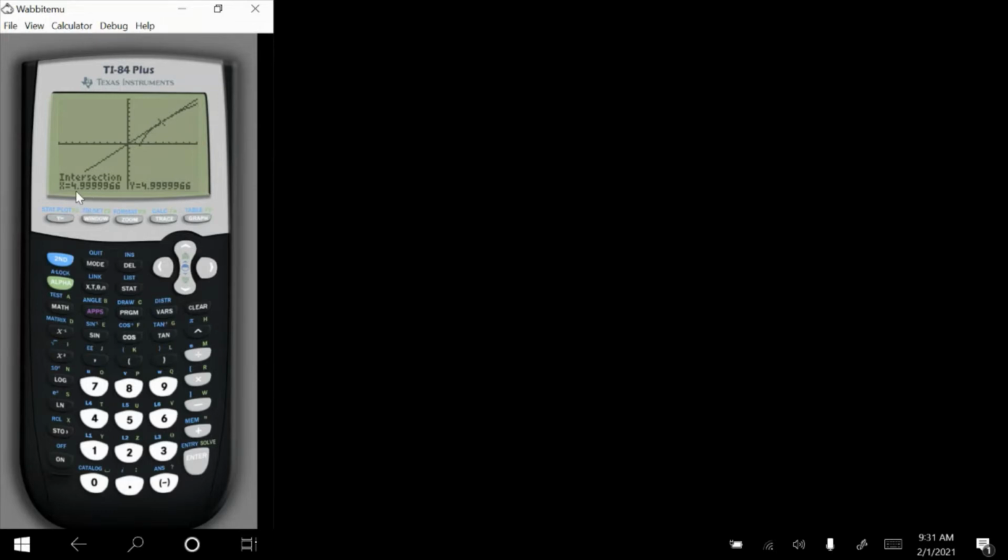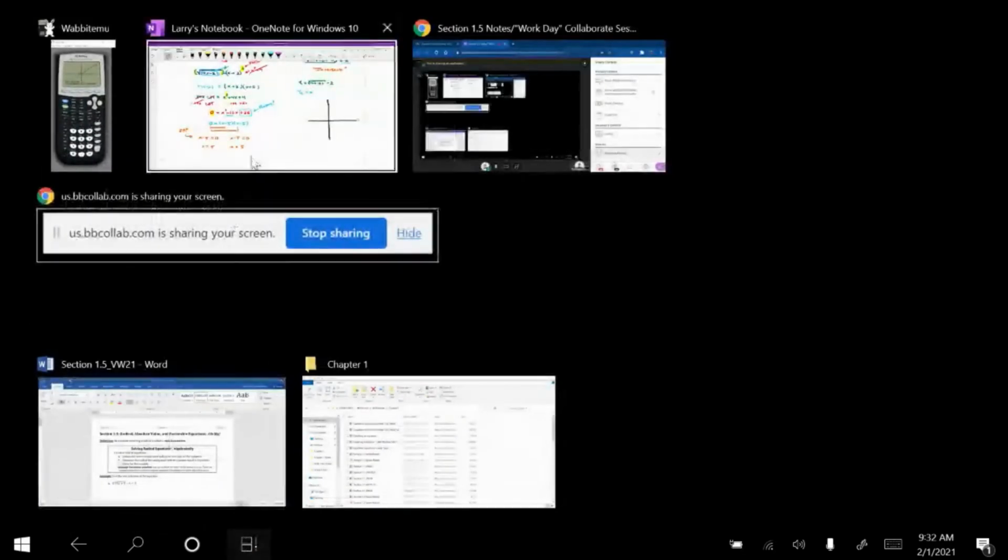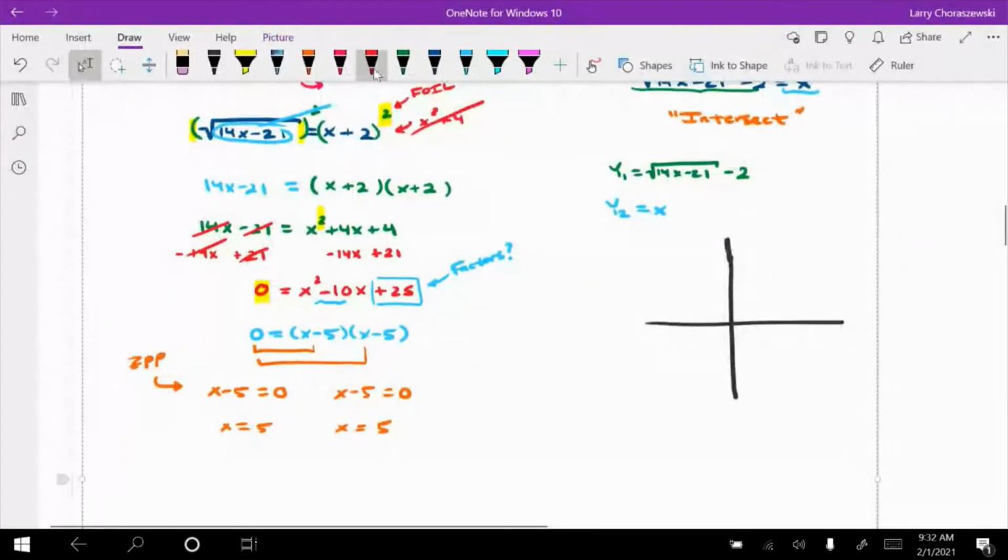So maybe some of you are getting a little bit of rounding error, 4.999, and maybe some of you are actually getting 5 itself. But either way, are we getting x values, either 4.9 repeating or x equals 5? All right, cool. So you got x equals 5 and y equals 5. I think that's probably good enough evidence to confirm our answer of x equals 5.